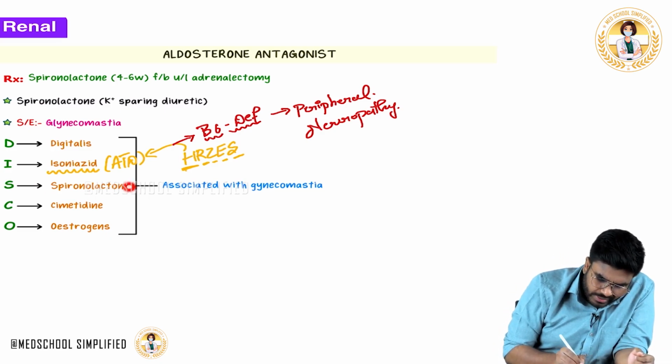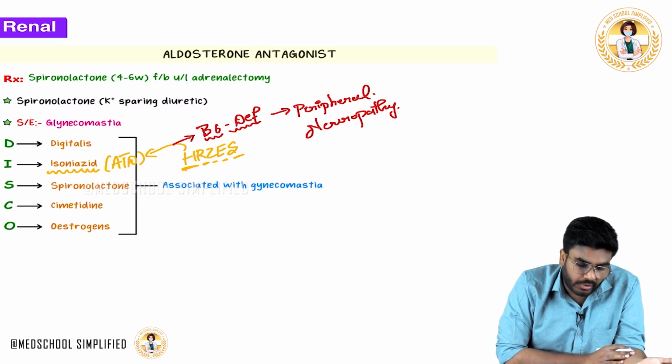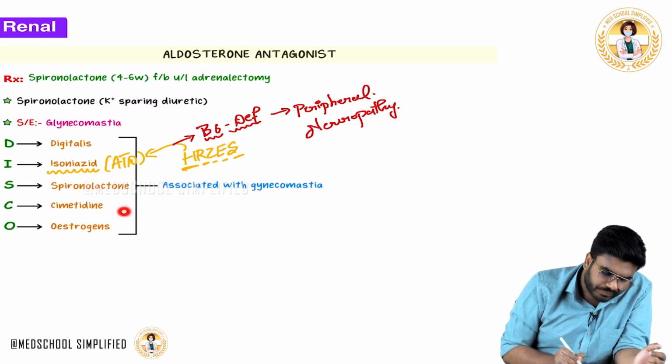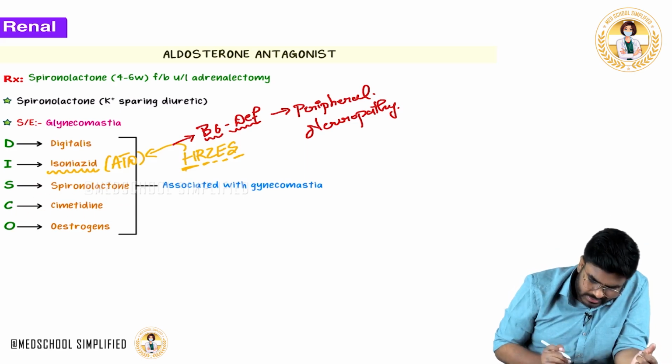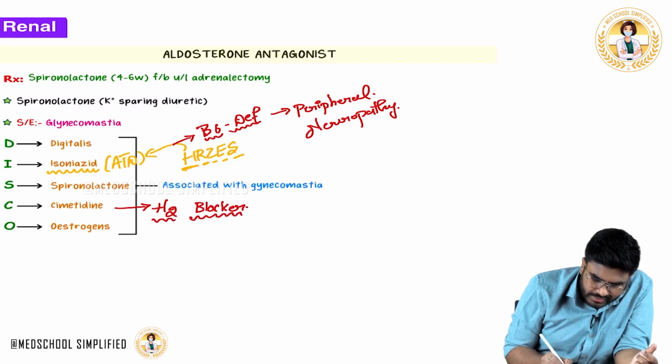And spironolactone, we have just seen. Spironolactone is an anti-androgen, aldosterone antagonist, and potassium sparing diuretic. And what is cimetidine? Cimetidine is a histamine receptor blocker, an H2 blocker. We have discussed it even in the gastrointestinal system. Cimetidine is used for the treatment of peptic ulcer disease. It decreases the acid production.